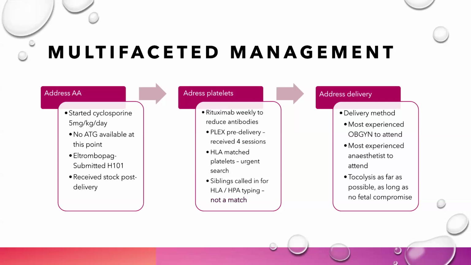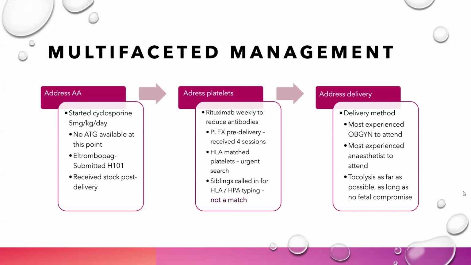We also, sorry for the typo, wanted to address the fact that she had alloimmune platelet refractoriness. So in an attempt to expedite a safe delivery, we kind of threw the kitchen sink at her, in the sense that we were thinking, if we can reduce the antibody intensity and the antibody load, it may assist us to deliver this baby in a safe manner, where she maybe would respond to normal platelets. And at the same time, we also instituted an urgent search for HLA matched platelets.